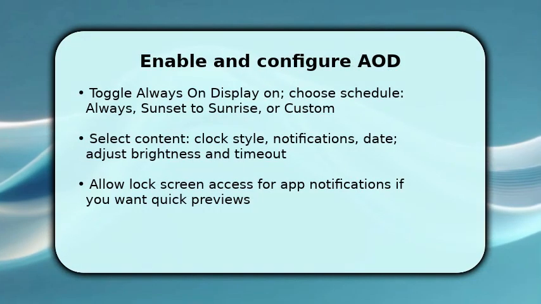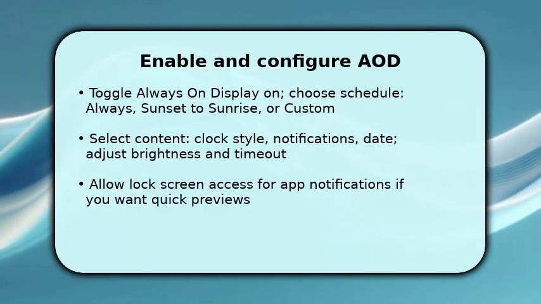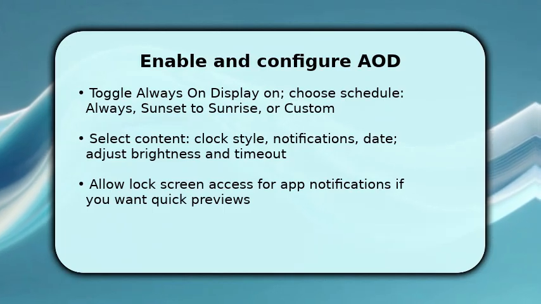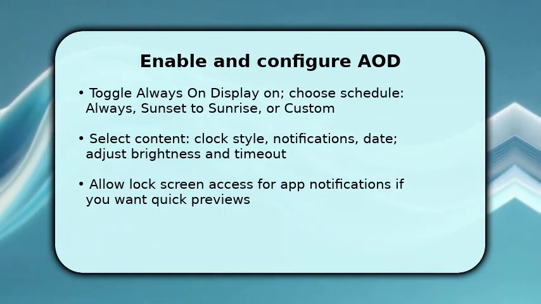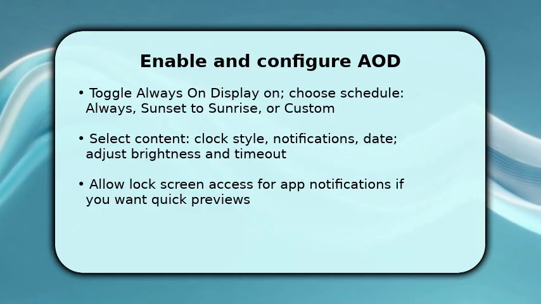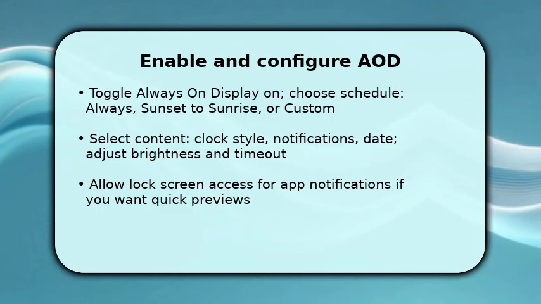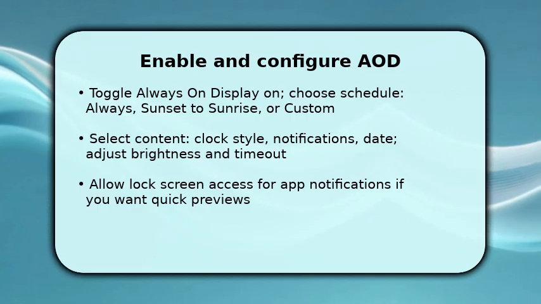You toggle Always On Display on and immediately pick a schedule that suits you. Always On drains more battery, while sunset to sunrise saves power. Then customize what appears. Select a clock, notification icons, and date so the screen shows useful info at a glance. Make sure to adjust the AOD brightness and timeout to balance visibility versus battery life.